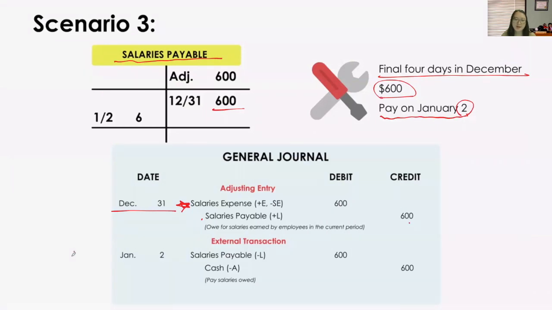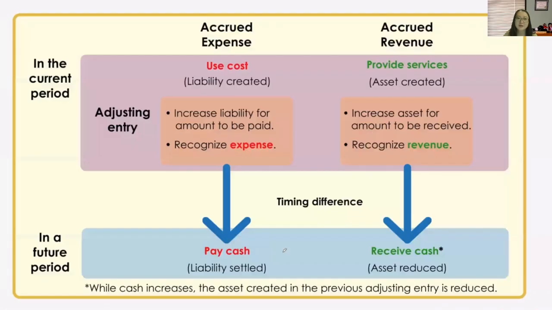Hence, by the next period, which is next year on January 2nd, even with only 2 days' difference, this is a new accounting cycle, okay? And we will come to pay those payables, which will reduce the payable and credit cash.